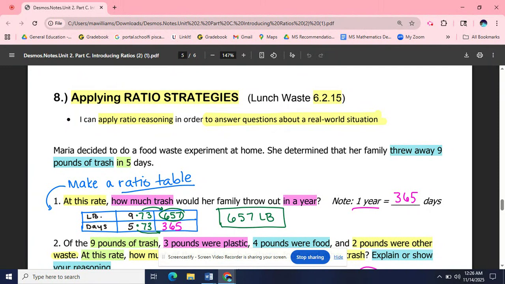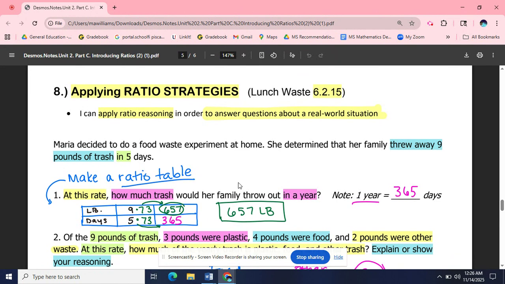Maria decided to do a food waste experiment at home. She determined that her family threw away 9 pounds of trash in 5 days. Make a ratio table. At this rate, how much trash would her family throw out in a year?